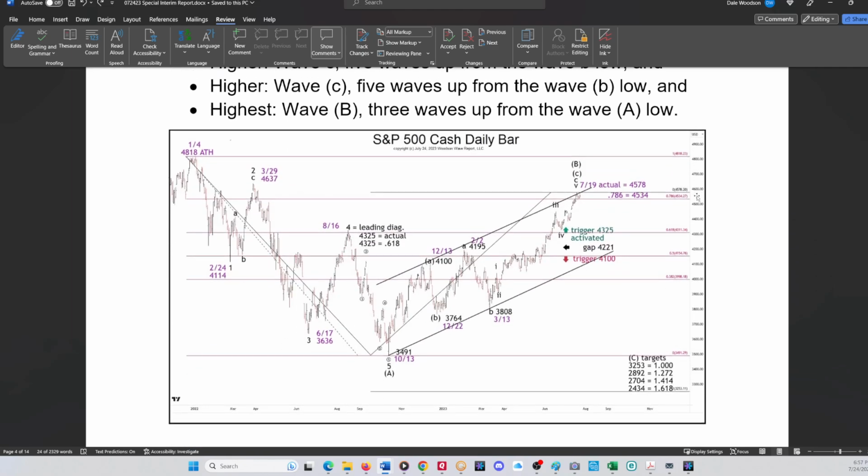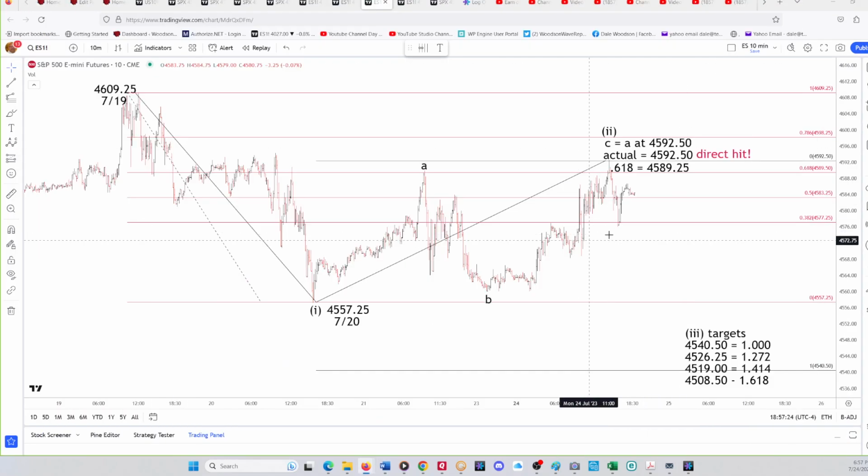Okay, let's leave it right there, or we'll go here on the ES, because this is what's going on lately since that July 19th high. We'll see how it goes over the next few days, and until next time, take care, everyone.